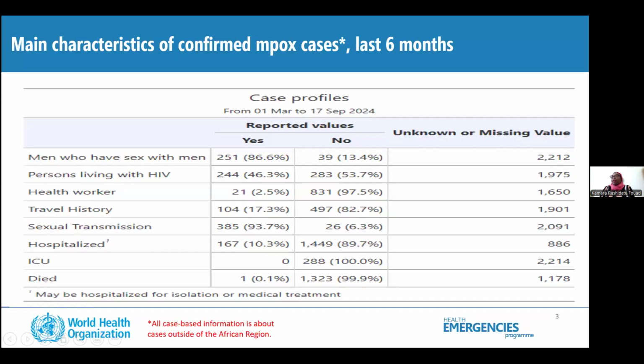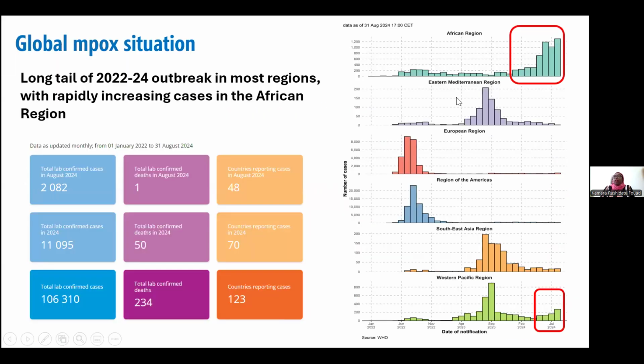we'll see that the top bit is actually the African region, and you'll see that there is a red box there, which emphasizes the fact that our region is seeing an increase in cases. And this is followed by the West Pacific region, and then we have the Southeast Pacific region. The cases in Europe and EMRO seem to be declining, and also the Americas are no longer reporting cases.